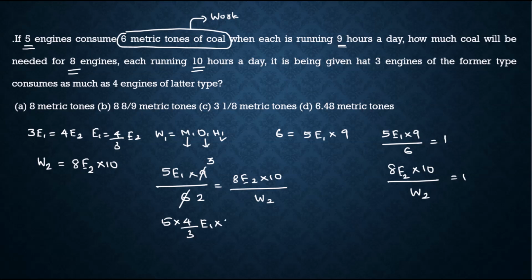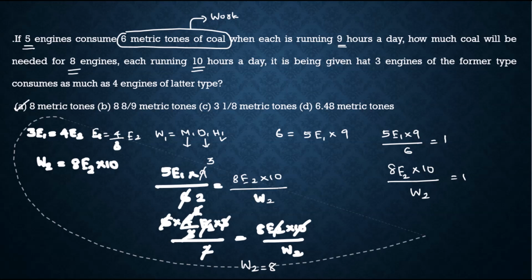Substitute over here. What you will get? 5 into 4 by 3 E2 into 3 divided by 2 equal to 8E2 into 10 divided by W2. 3 cancels. 2 and 4 cancel, above you will get a 2. 5 into 2, 10. 10 cancels. E2 cancels. Therefore, W2 equal to 8. So, how much metric ton of coal will be consumed? That will be 8 metric ton of coal.